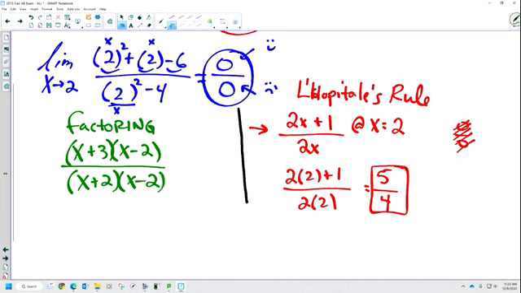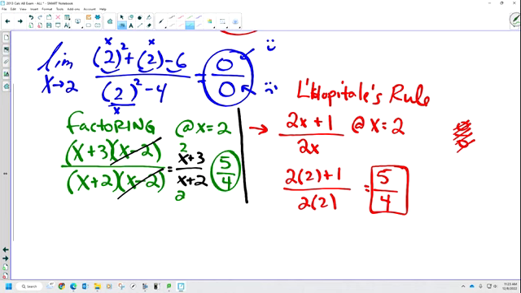Can I reduce or cancel anything? Absolutely. X minus 2 and x minus 2 bye-bye. So now I just have x plus 3 over x plus 2. Again, I want this at an x value of 2. That has not changed. So 2 plus 3 gives me my 5. 2 plus 2 on the bottom gives me my 4. So I get the same answer. We're good. So I guess just pick your poison.